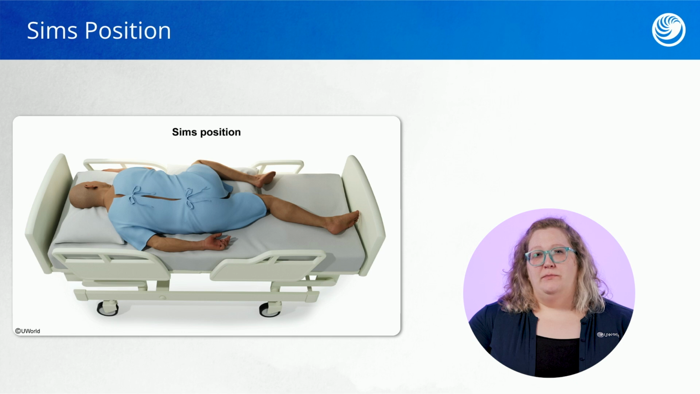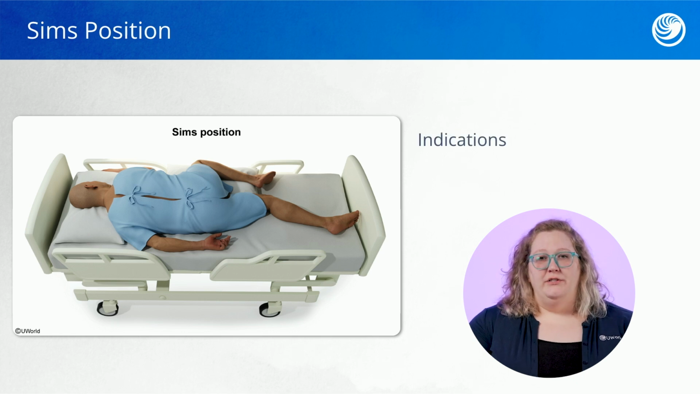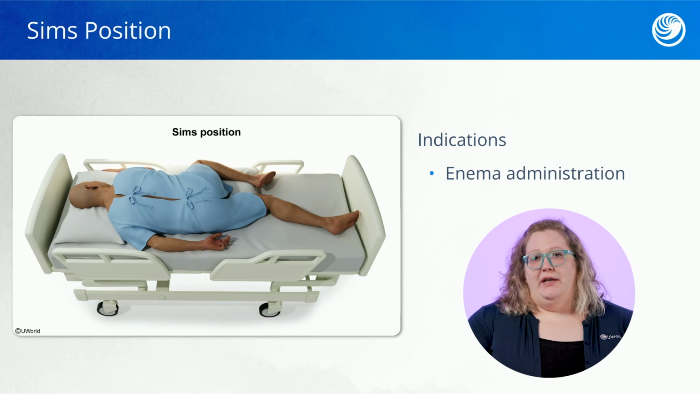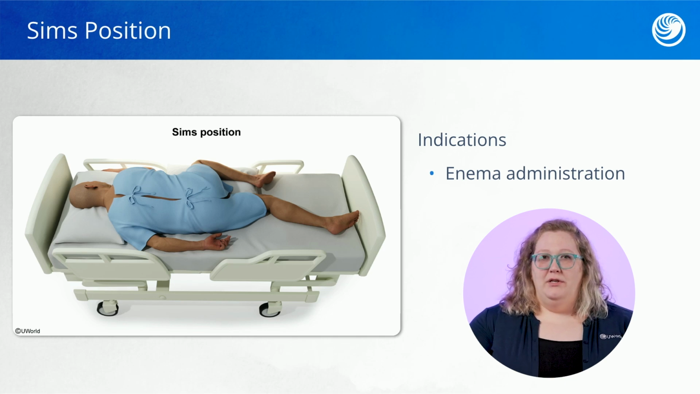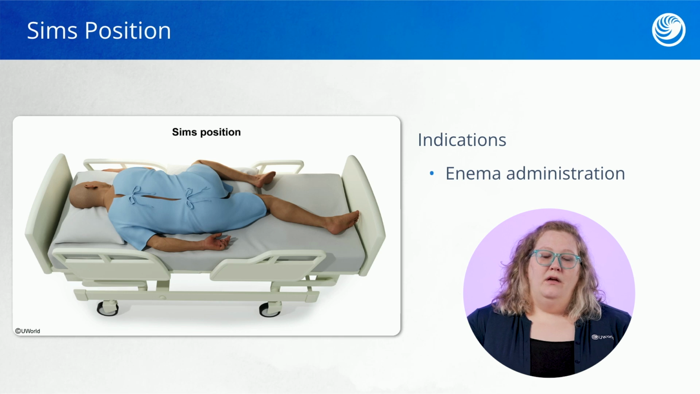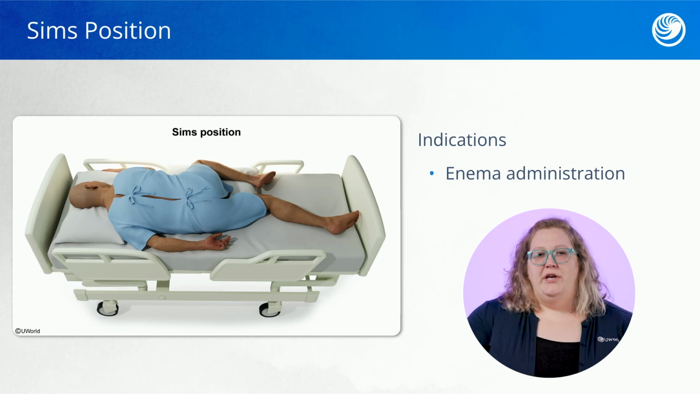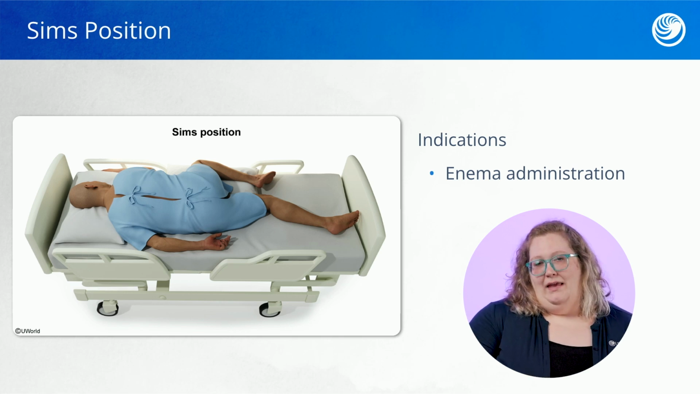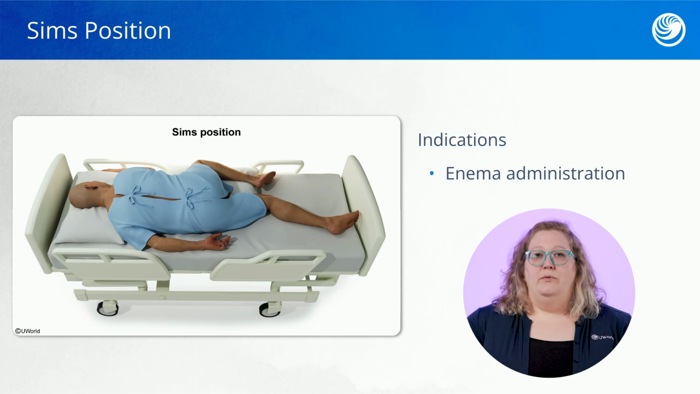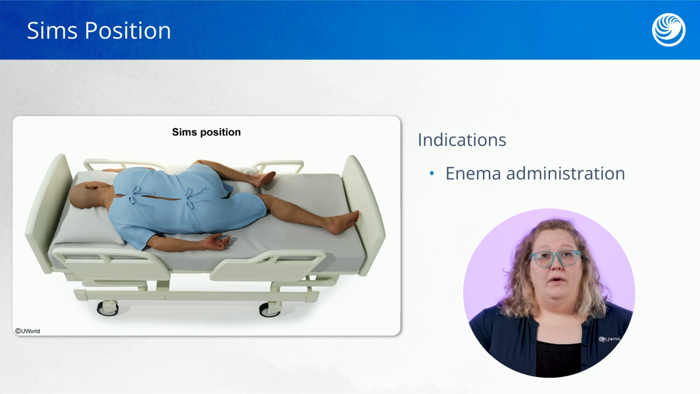The Sims position is most often indicated for interventions or procedures. For example, a very common one is enema administration. Helping the client into the Sims position not only gives the nurse easier access to administer the enema, but also, with the change in the pelvis angle, it helps the fluid that enters into the colon to be retained more easily. It eases the flow of the fluid into the colon. So this improves the successfulness of the enema. If you can do it in the Sims position, it'll help.